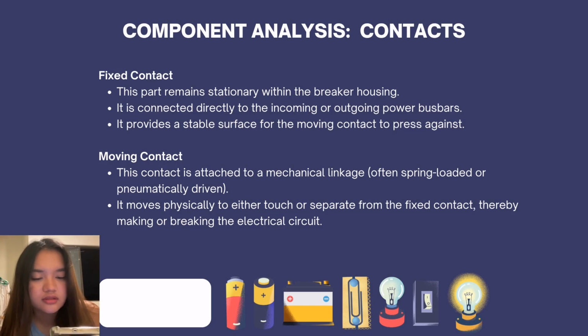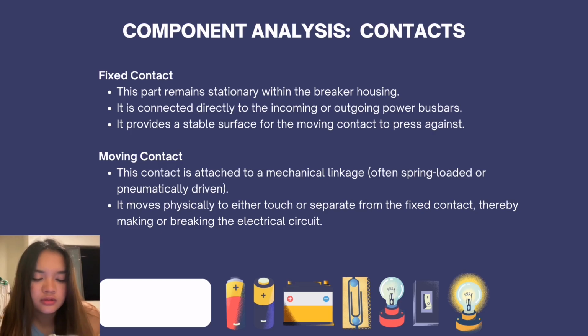In the context of a circuit breaker, the contacts act as the gatekeeper for electricity. The contacts are the most critical conductive elements of a circuit breaker. Their primary function is to maintain a low resistance path during normal operation and to physically separate to interrupt current during a fault. Types of contacts.